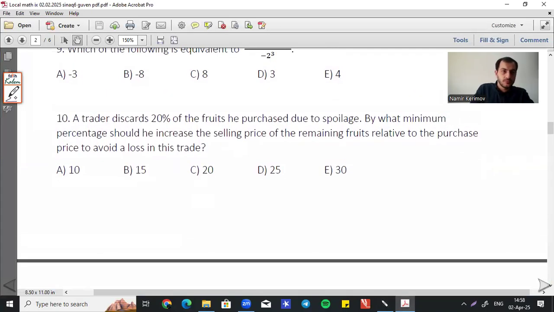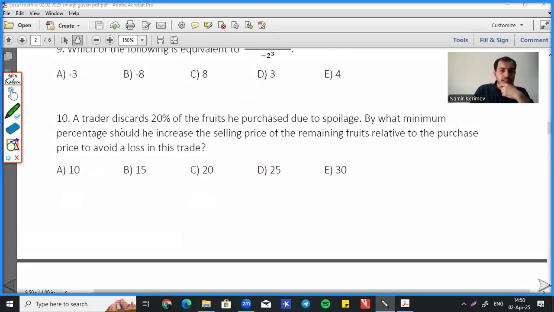And question 10. A trader discards 20% of the first purchase due to spoilage. By what minimum percent should the trader increase the selling price of the remaining fruit in order to avoid a loss in the trade? Avoid a loss.